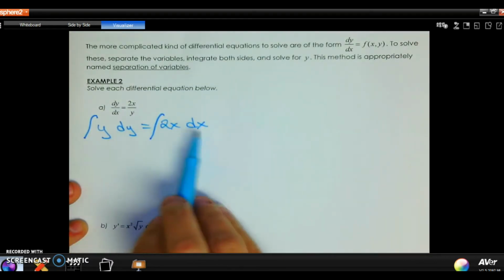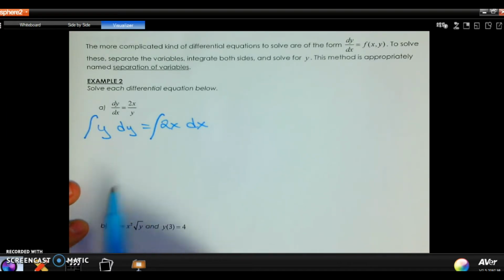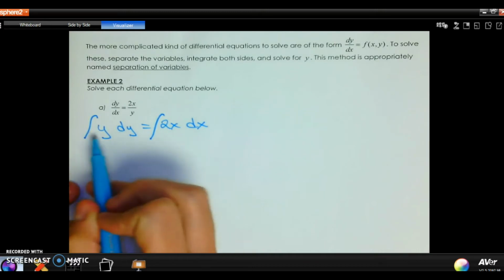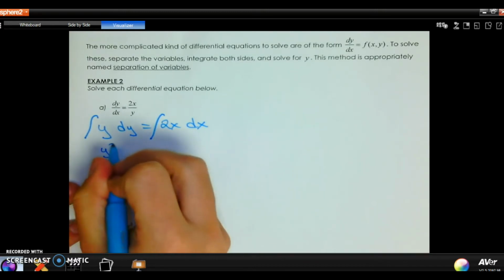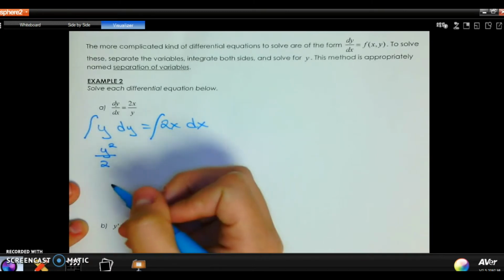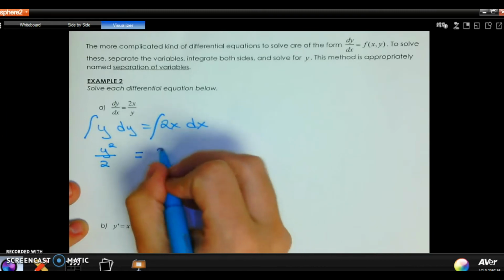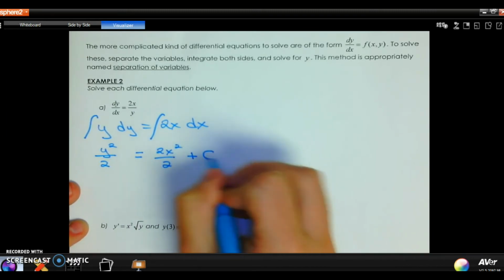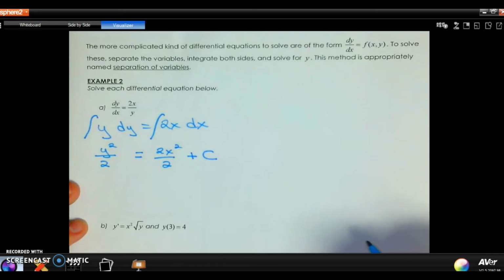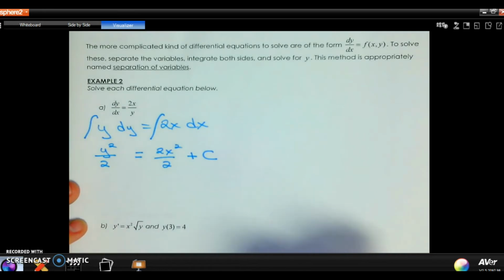Notice though, since I already have a dy and a dx, I'm integrating each side with respect to a different variable, and I'm doing that on purpose because now I'm going to integrate y with respect to y. So the integration of y, you're going to add 1 to the exponent, divide by that number, and technically there's a plus c there, right, equals. Now I'm going to add 1 to the exponent, divide by that number, and there's a plus c on this side, so I'm just going to call it all plus c. And obviously you can clean that up, those go away.